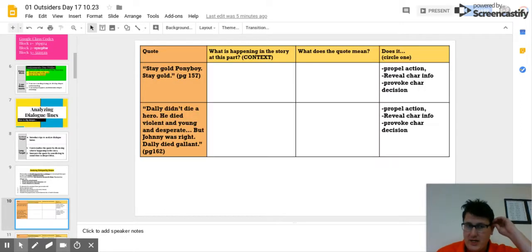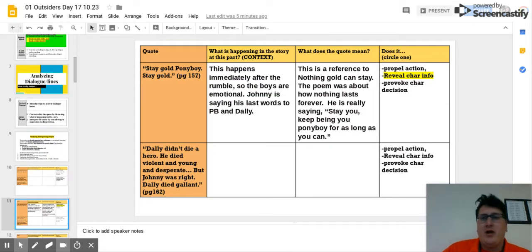So let's look at our first example. This was from our quiz the other day: "Stay gold, Ponyboy, stay gold." Now, what's happening in that part of the story, and what does the quote mean? You might say that it happens immediately after the rumble, so the boys are emotional, and Johnny is saying his last words to Ponyboy and Dally. This is the thing he says right before he dies. So that's what's happening in the story.